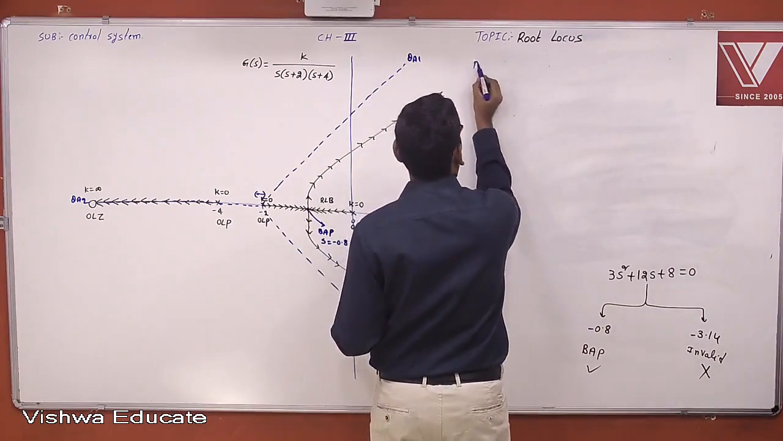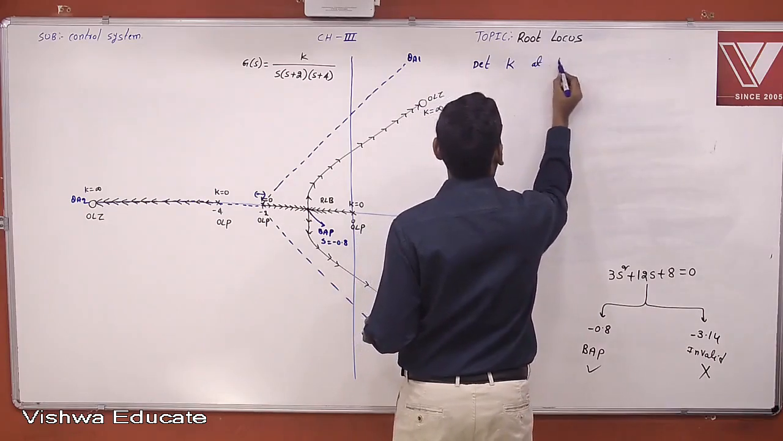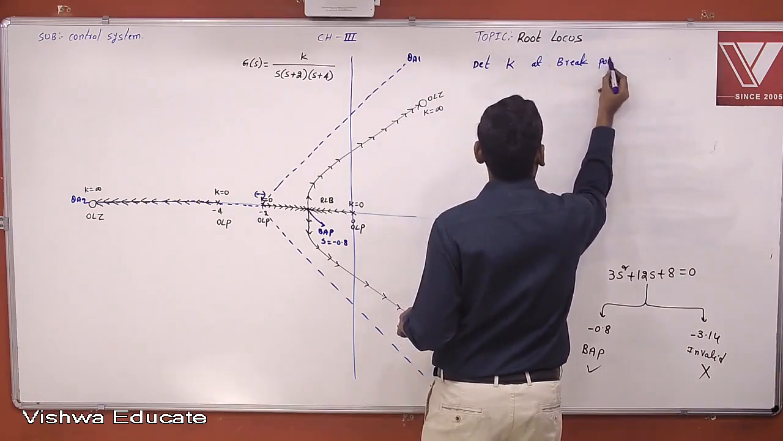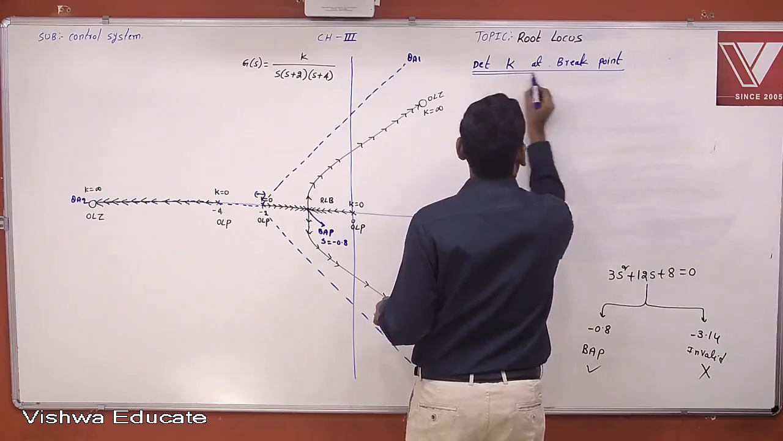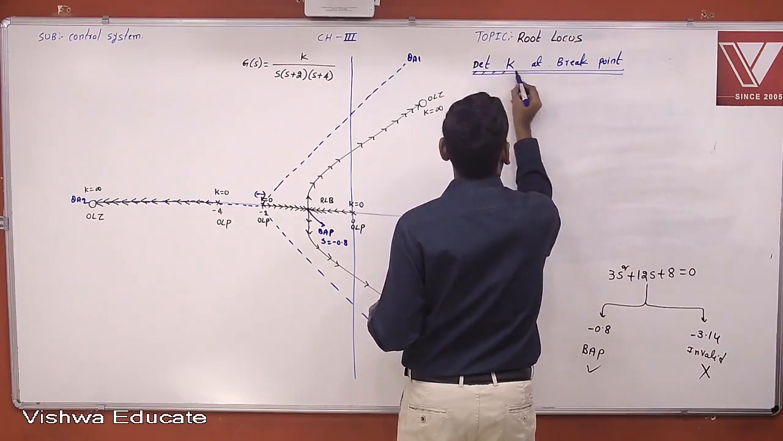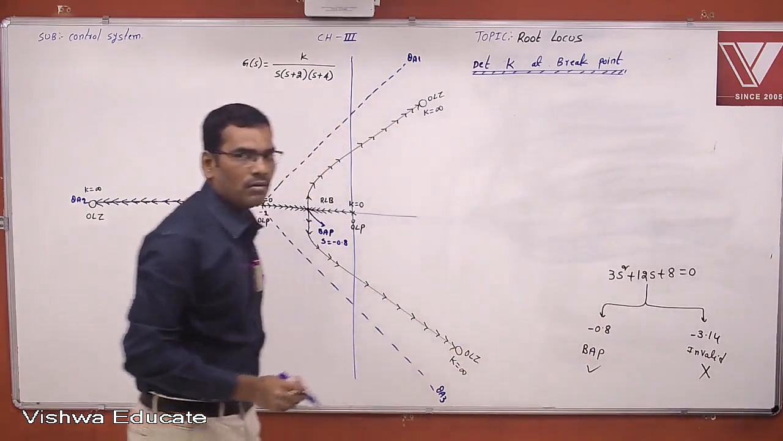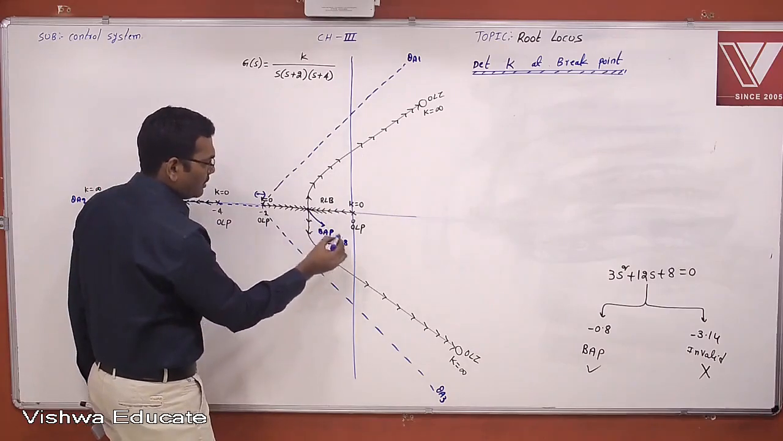Determine the system gain at break point. What is the system gain at the breakaway point, or the break-in point? This may be another question. What is the system gain at break point? Now, what is the break point here? Break point is nothing but the breakaway point, which is -0.8.